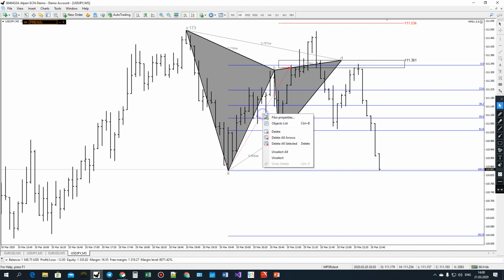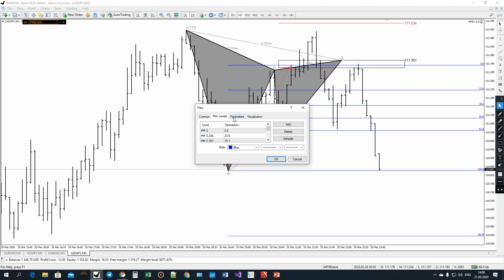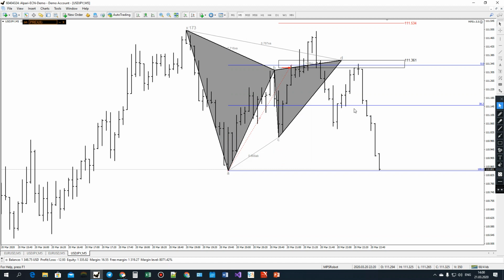Let me disable all the Fibonacci levels. So I'll disable this, this. Okay, 382. Sorry, disable this, and disable the others. Now we have only 0, 100, and 382.